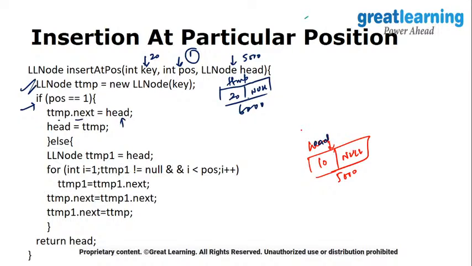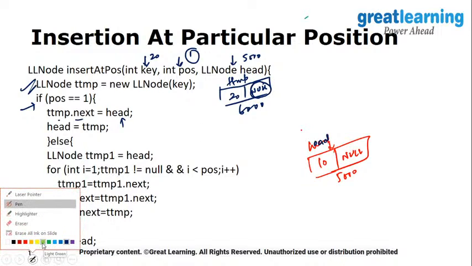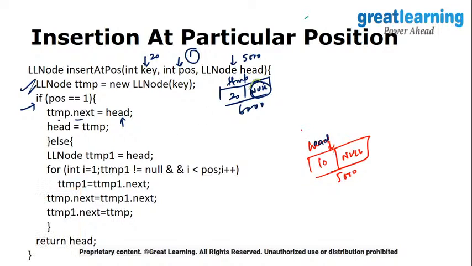Okay, ttmp is next. Let me just use another color so that it is visible. We are talking about this thing. Please store head in it. What is head? Head is nothing but 5000. Now we are storing 5000, and we are linking this node with this.